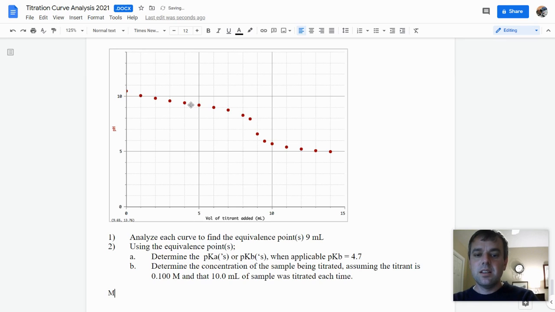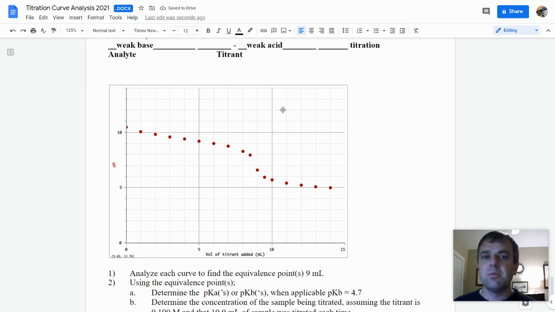And then the molarity of the base would equal the molarity of the acid, which it says we assume is 0.10, times we're using 9 milliliters of it, because that's what it was at the equivalence point. We had 10 milliliters of the base, that would give us a 0.09 molar solution of our base. So hopefully this clears things up a little bit for you.